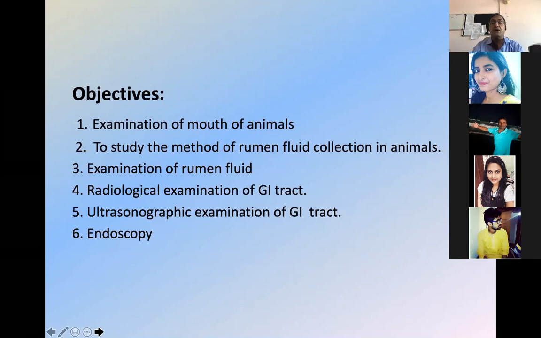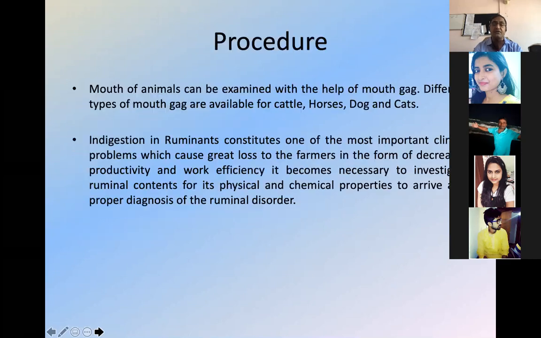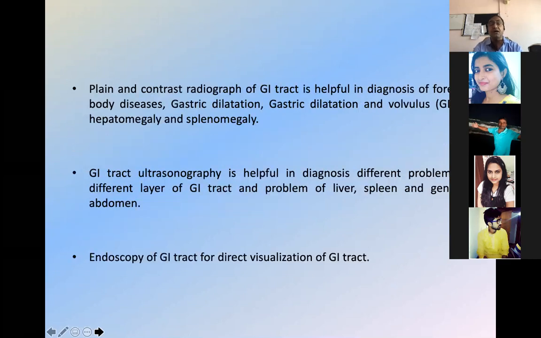So comparison will be made on the basis of normal sonography, and then some abnormal sonography I have, for example, intussusception and certain foreign bodies in the GI tract, how they look in the radiological examination, that is in X-ray, and how they look in the ultrasonography, and that I will show. And then endoscopy, the last part of a special examination of the digestive system.